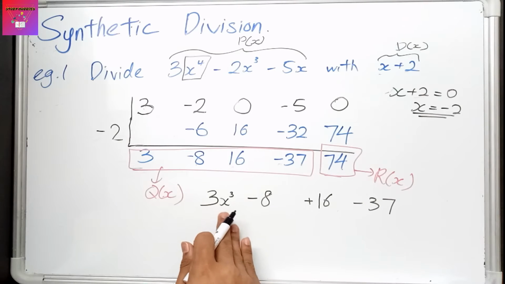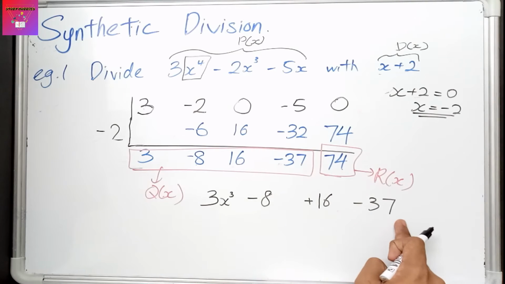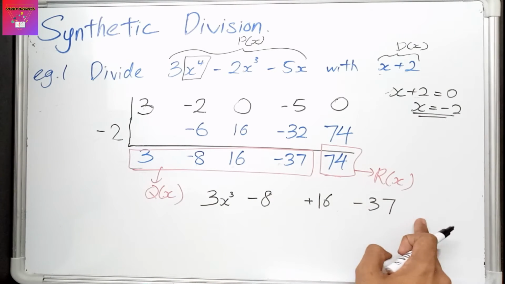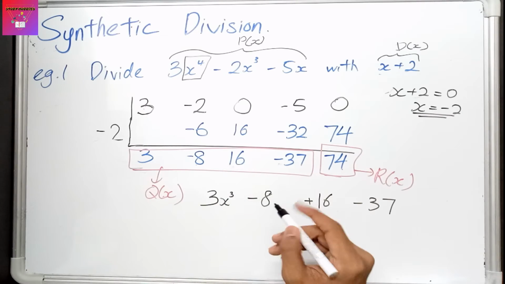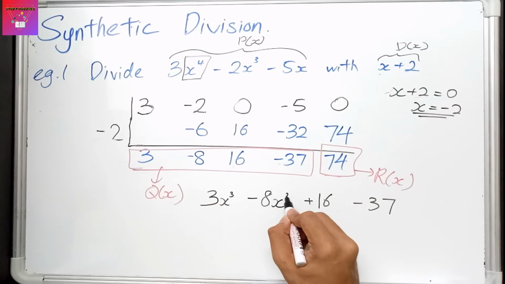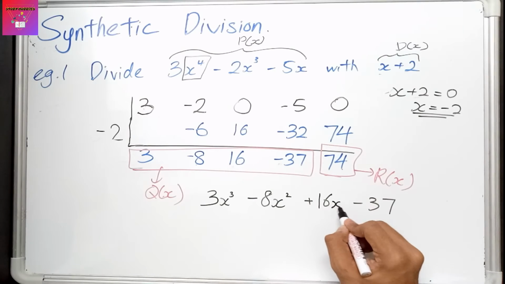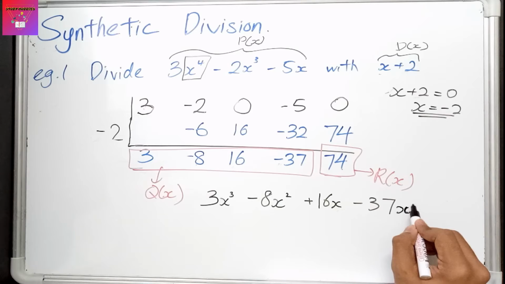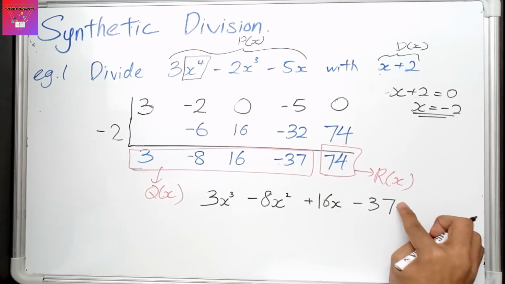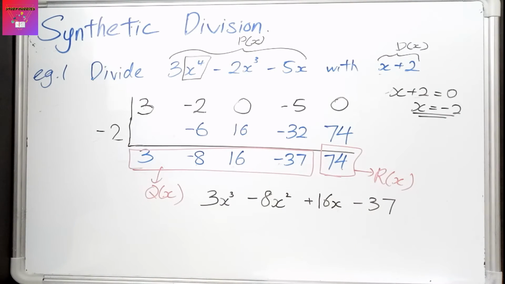Once you have determined the highest degree, you just continue until it becomes x to the power of 0. So for this question, 3x to the power of 3 minus 8x squared plus 16x minus 37, with x to the power of 0, which you actually do not need to write down.